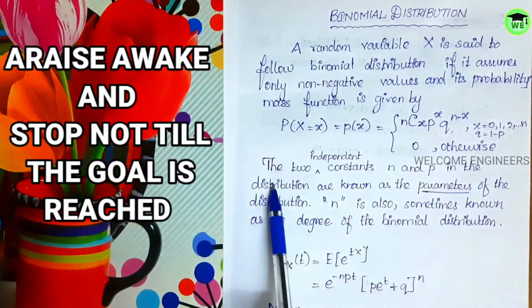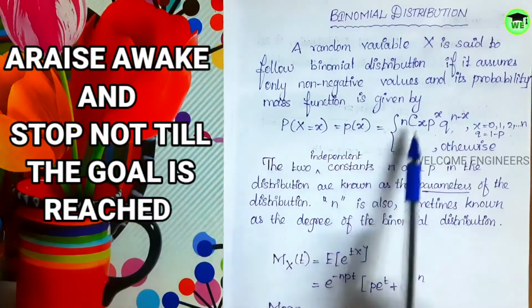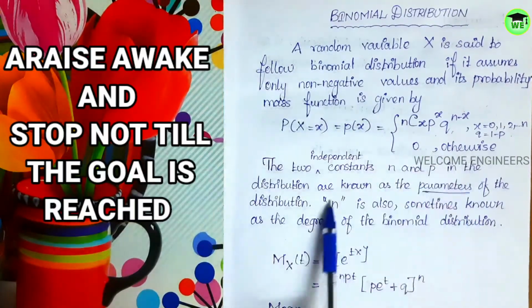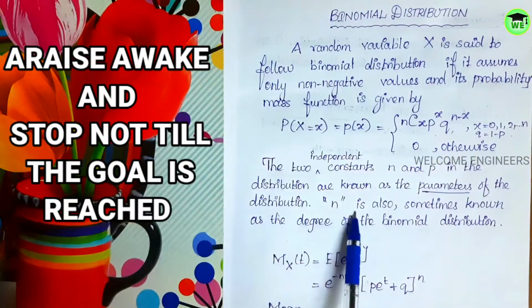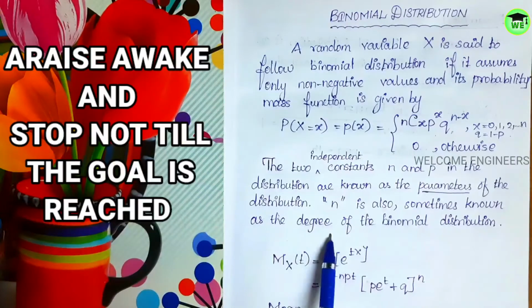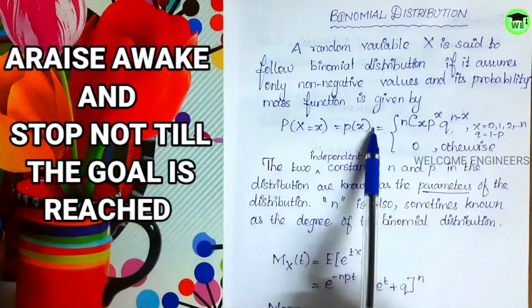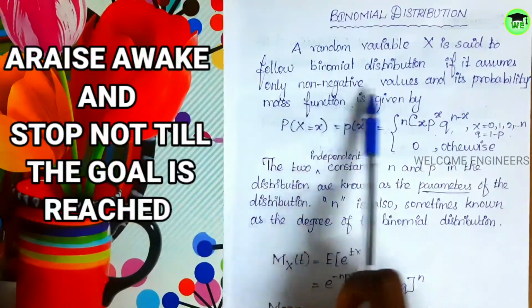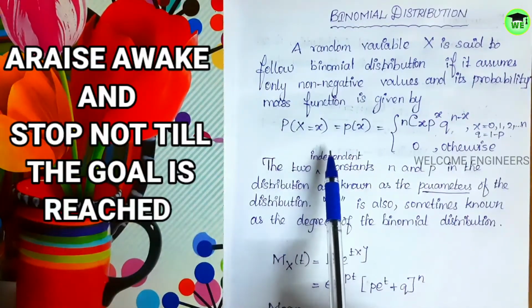In binomial distribution, the two independent constants, that is n and p, are known as the parameters of the distribution. n is also sometimes known as the degree of the binomial distribution. In binomial distribution, we assume only non-negative values, so the value starts from 0 to n.